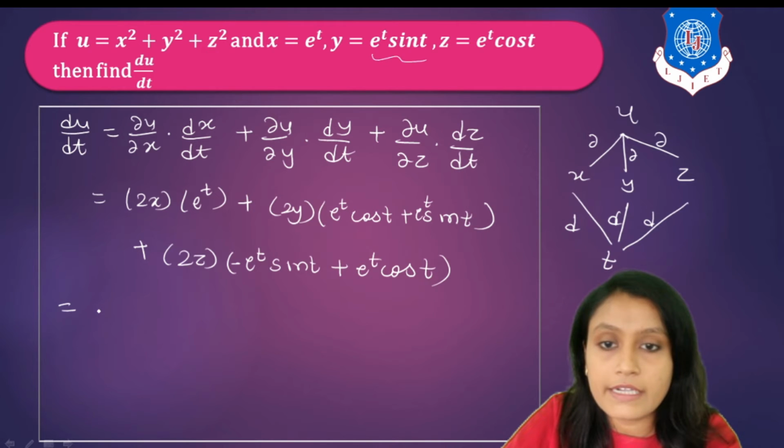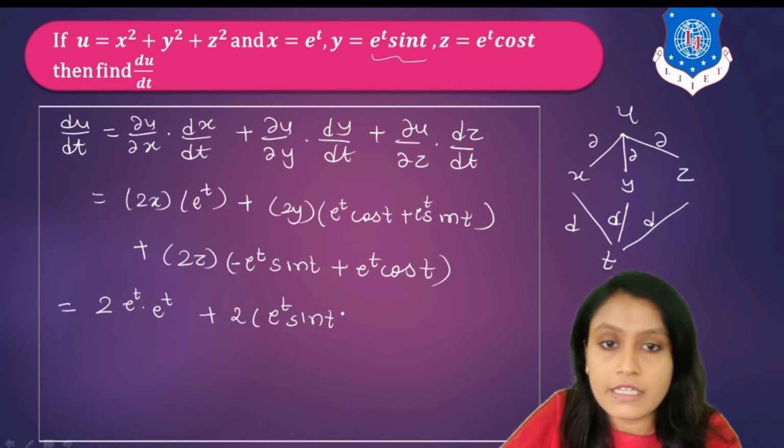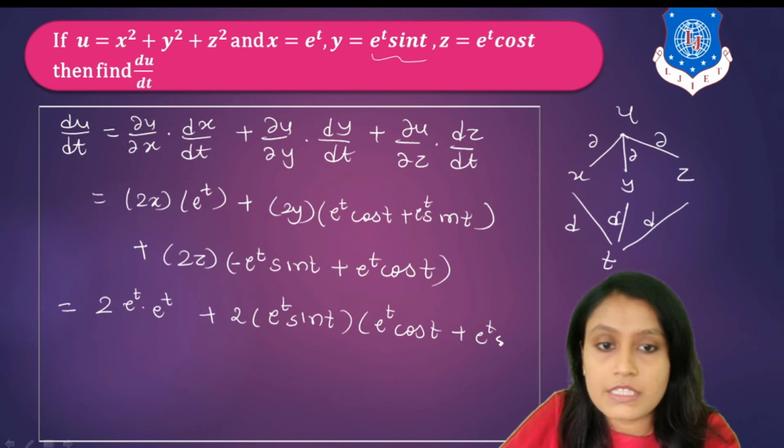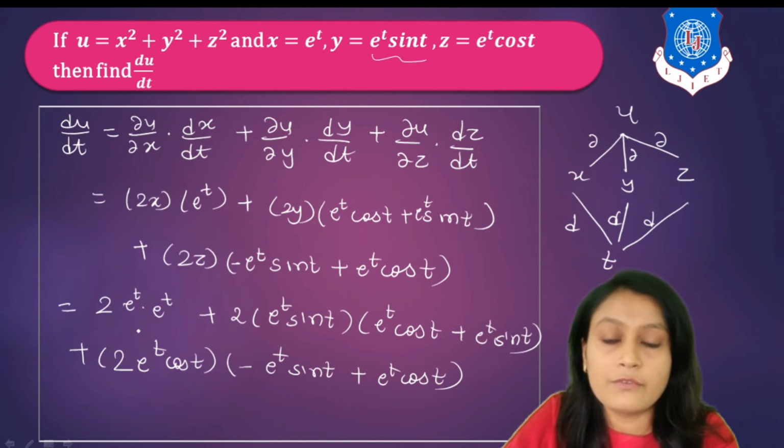So what will you get here? 2 into e raised to t into e raised to t, plus 2y, in place of y just write e raised to t sin t. So you will get e raised to t sin t into e raised to t cos t plus e raised to t sin t, plus 2z, in place of z we have to write e raised to t cos t, and here minus e raised to t sin t plus e raised to t cos t. Now we have to simplify.